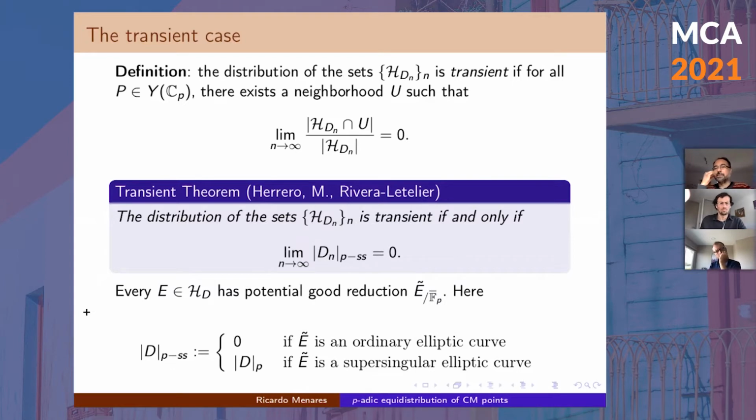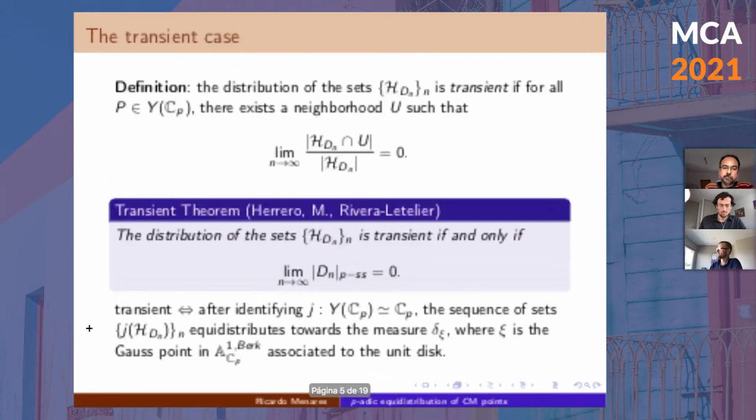Okay, this will be of no surprise. For instance, it was very well known before we started that CM points of ordinary reduction form an isolated set p-adically. So if you're isolated, this has to be transient. But this is just a first.